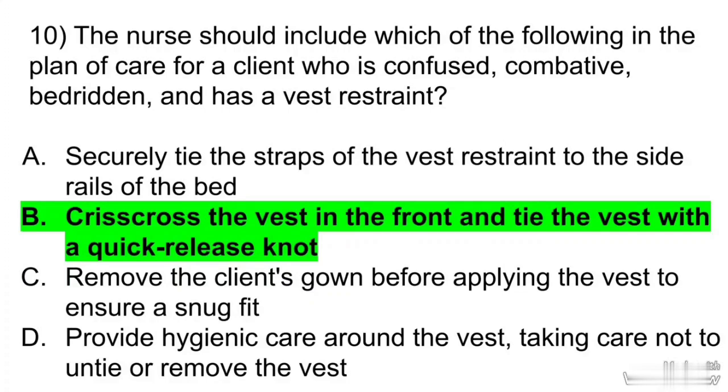10. The nurse should include which of the following in the plan of care for a client who is confused, combative, bedridden, and has a vest restraint? A. Securely tie the straps of the vest restraint to the side rails of the bed. B. Crisscross the vest in the front and tie the vest with a quick release knot. C. Remove the client's gown before applying the vest to ensure a snug fit. D. Provide hygienic care around the vest, taking care not to untie or remove the vest.